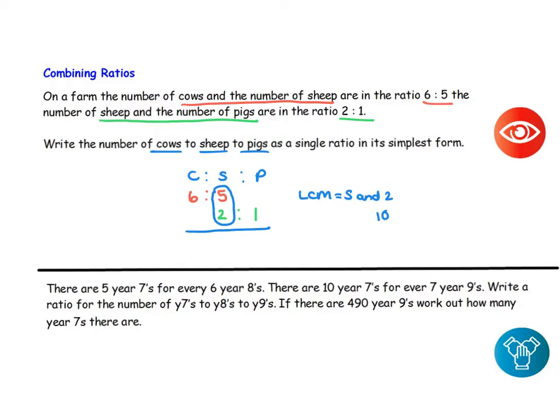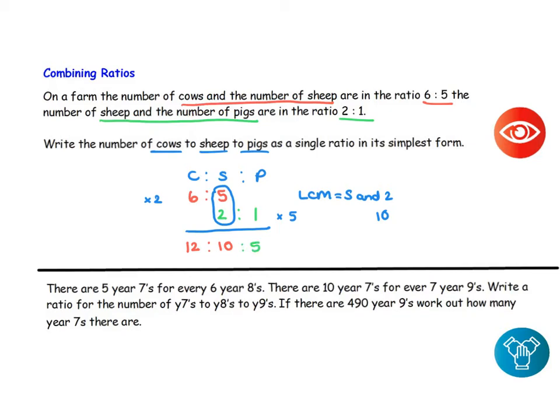In order to get sheep to read 10 in the top ratio, I'm going to have to multiply it by 2. And in order to get sheep to say 10 in the bottom ratio, I'm going to have to multiply the whole thing by 5. Okay, so if I multiply the top ratio by 2, I'll get 6 times 2, 12 cows, to 2 times 5, 10 sheep. Now, if I look at that second ratio, I had to multiply the whole thing by 5. Timesing the 2 by 5 gives me 10, which I want. I want the sheep to have the same number in the top and bottom ratio. And then timesing that 1 pig by 5, that will give me 5.